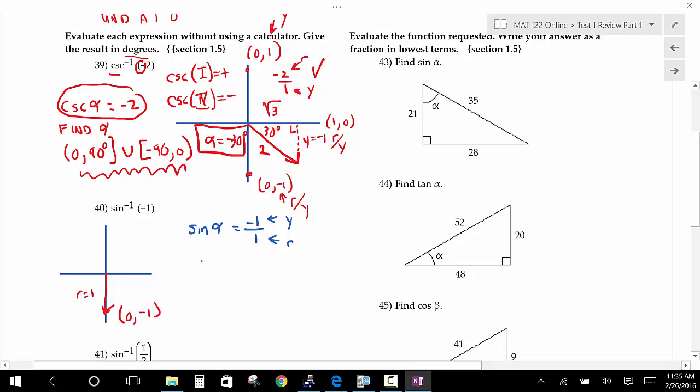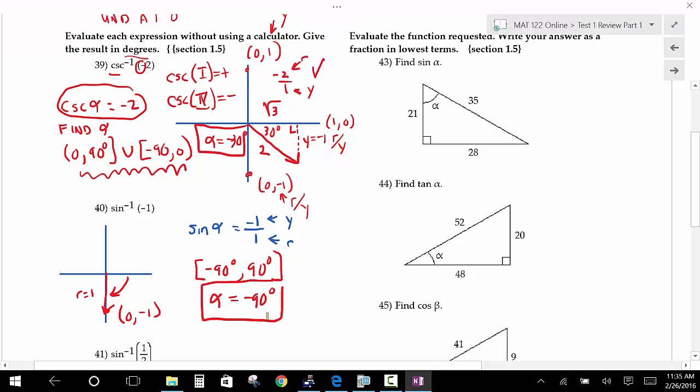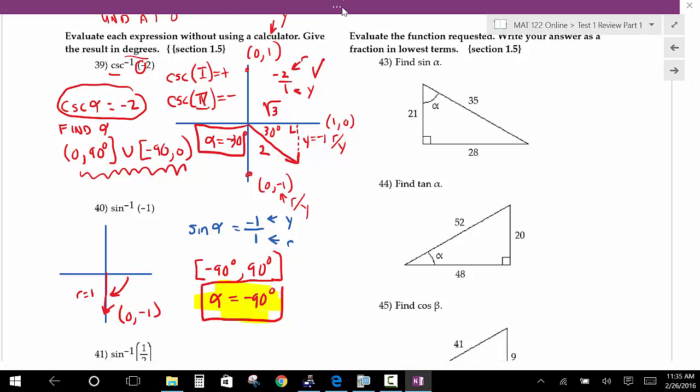Now remember the range of answers. You're only allowed to give me answers from negative 90 to 90 on an inverse sine. So anything that's outside of that range is unacceptable. So you could not say 270 degrees. You have to say alpha equals negative 90 degrees to be within that range. Okay, like that. So the answer to that problem is negative 90 degrees. Study this, practice them. This is always a problem area for students. There's a lot going on to think about.